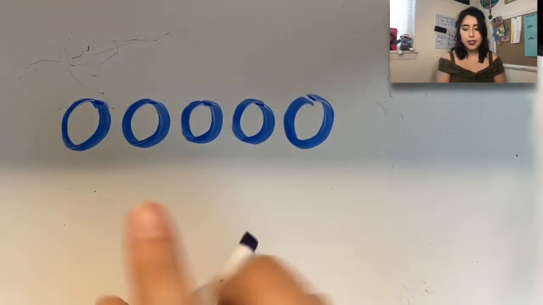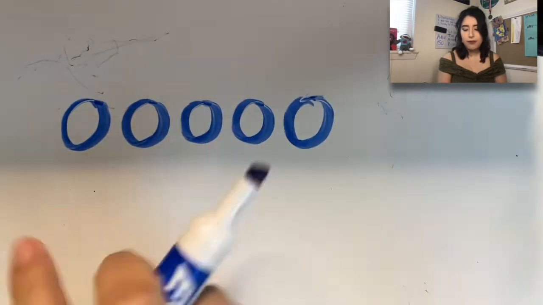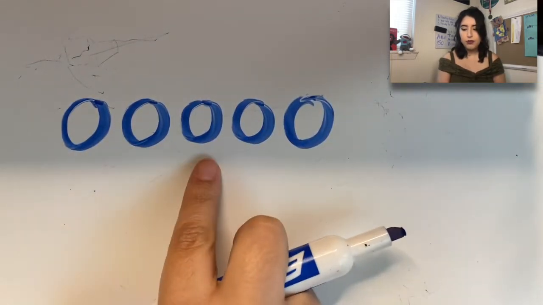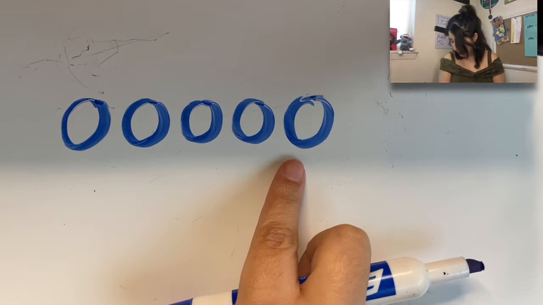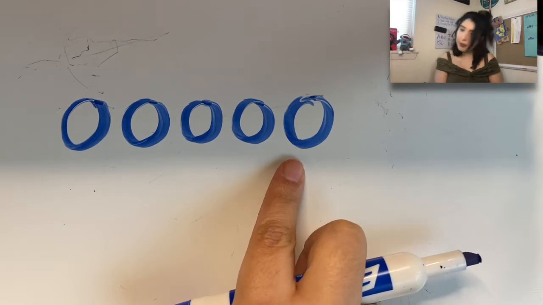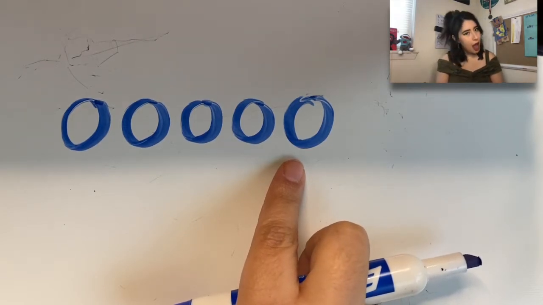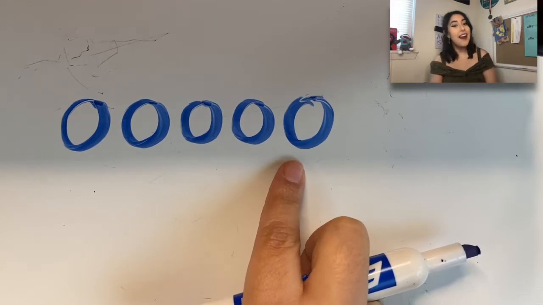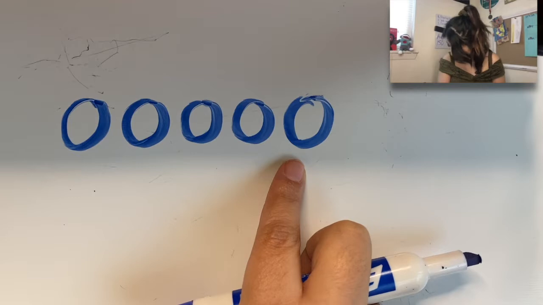Now I'm going to make sure that I did draw 5. 1, 2, 3, 4, 5. So Nassim has 5 toy cars. How many toy cars does Nassim have? 5. Yes, he does. He has 5.